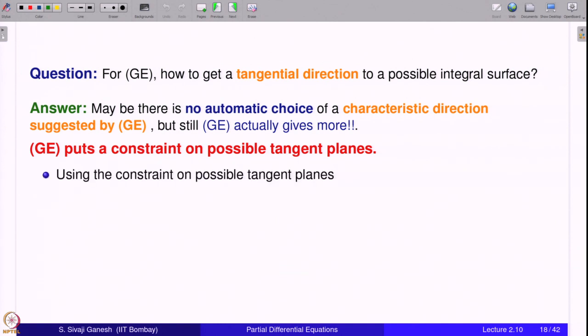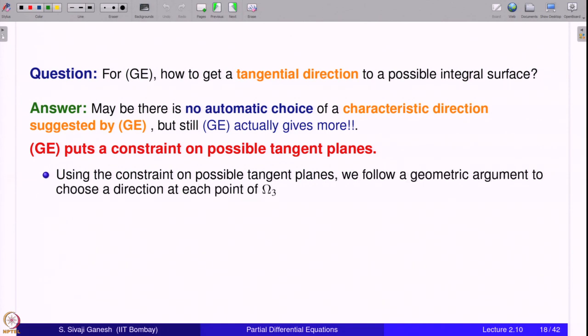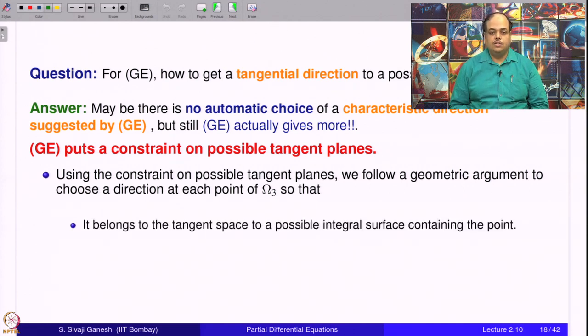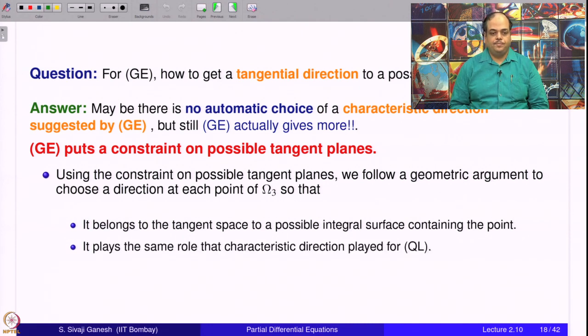Now, we have to figure out one direction which is going to be in the tangent plane. And in a consistent way as well, consistent as we change the point, we have to see that. Using the constraint on possible tangent planes, we are going to see what is this constraint. We follow a geometric argument to choose a direction at each point of omega 3 so that it belongs to the tangent space to a possible integral surface containing the point. It plays the same role that characteristic direction played for QL.